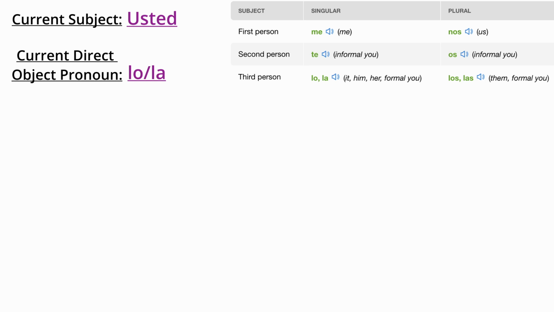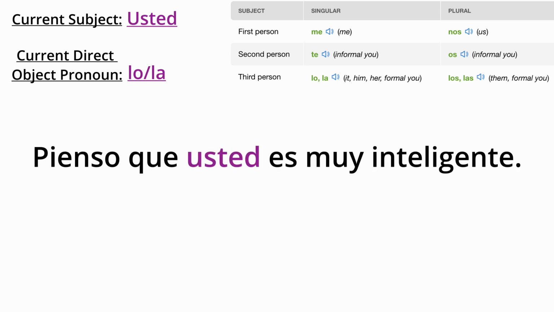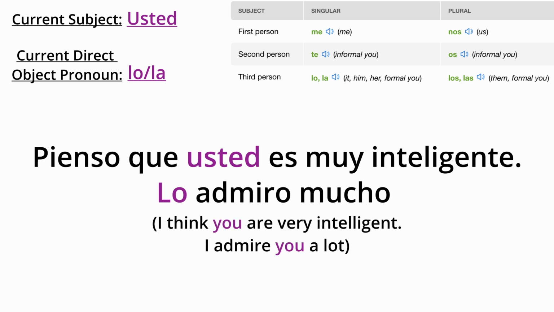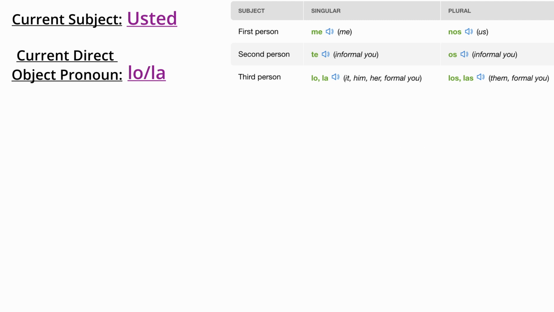Now let's test usted, which I remind you belongs to the same group of the third person singular pronouns. Let's say you talk to your male professor and say some random stuff like Pienso que usted es muy inteligente. Lo admiro mucho. Which means I think you are very intelligent. I admire you a lot. Don't confuse it with I admire him a lot or I admire it a lot. You're talking directly to your professor, which means him as the direct object of this sentence, so lo can only replace usted in this case.